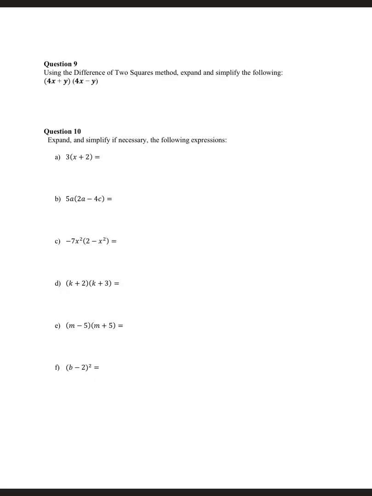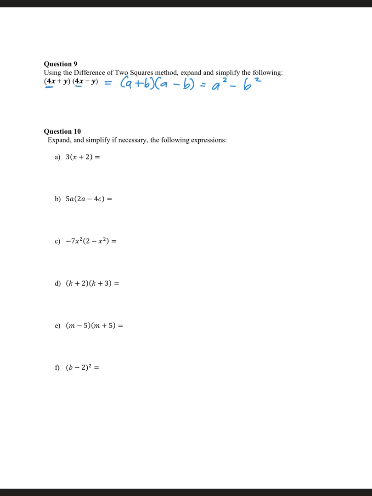Using the difference of two squares method, expand and simplify the following. So difference between two squares is the shortcut where if you have the same terms, a and b in brackets, and the only difference is one is adding and one is subtracting, the solution or the expansion and simplification is going to be a squared minus b squared.